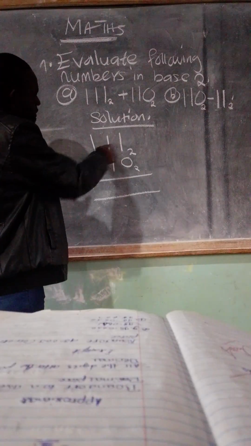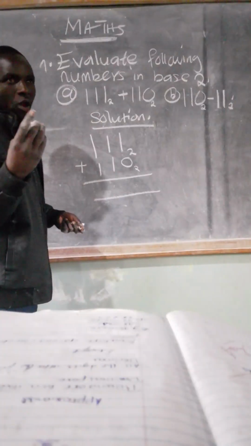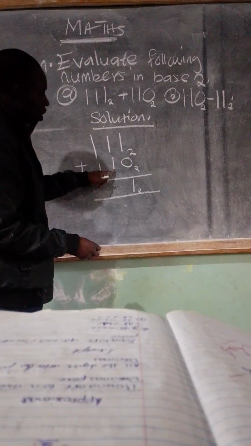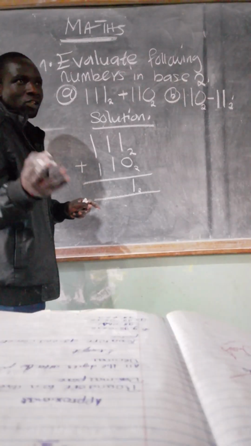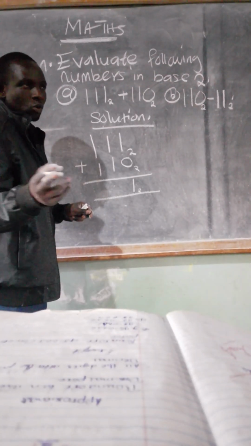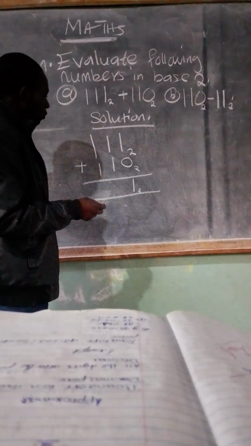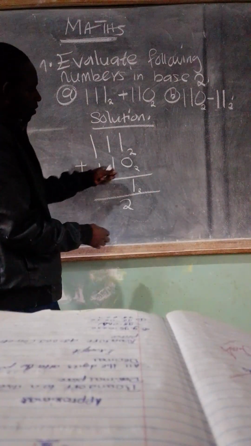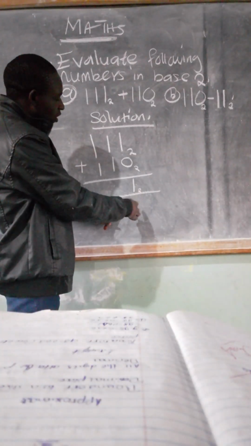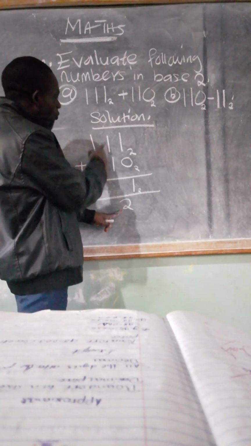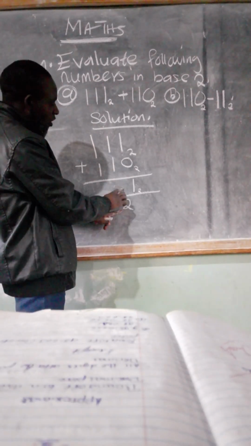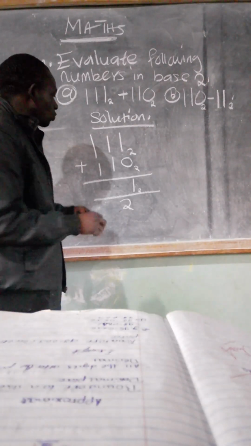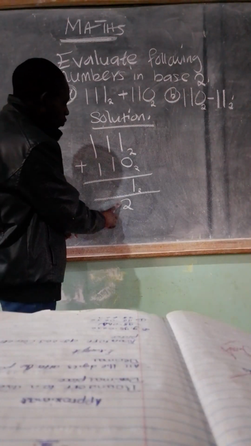So you're going to say 1 plus 0, we're going to get a 1. The base is 2. 1 plus 1, we're going to find a 2. So we put a 2 here and say, since we're in base 2, how many 2's are in 2? You cannot write the 2 here because it is the same as the base. So when you are adding in base 2, 1 plus 1 gives you 2, which is the same as the base.